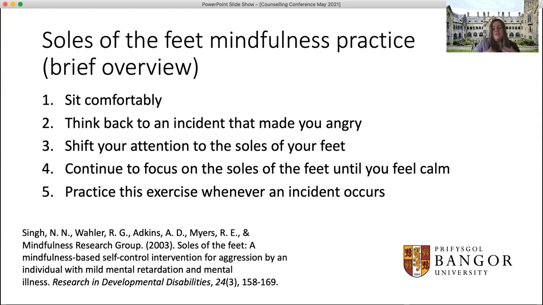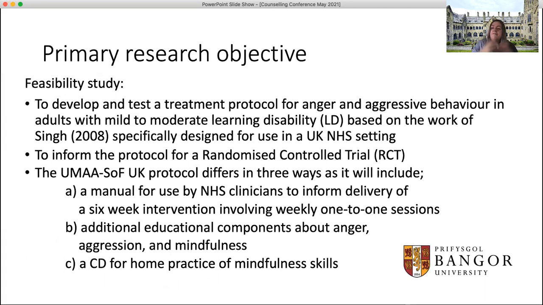And then there's this continuation of the focus on the soles of the feet. And for those of you who are quite familiar with mindfulness practices, it's about staying in the present moment. It's noticing thoughts and feelings and negative emotions, but not engaging with them. Okay, so soles of the feet encompasses those ideas. And the idea is that with practice, the individual can adopt this particular practice when they begin to notice those angry feelings or are in a situation where they know it might trigger those feelings. So it's a very straightforward practice, and as I said, it's something that everyone can pick up fairly easily.